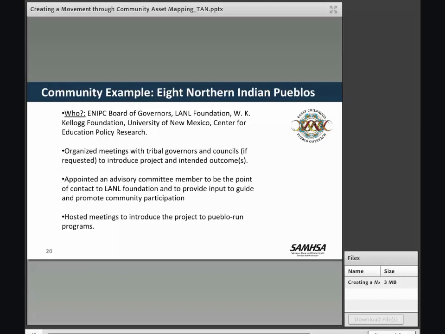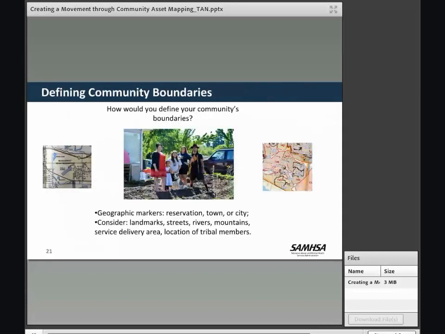So they organized meetings with all of the tribal governors and councils to introduce the project and intended outcomes. They had advisory committee members to be a point of contact for the Relational Foundation that could provide input and promote community participation. And then they hosted regular meetings to introduce the project to different programs that they had in the community.